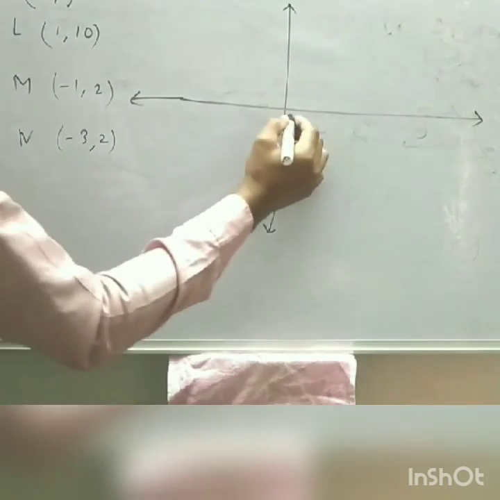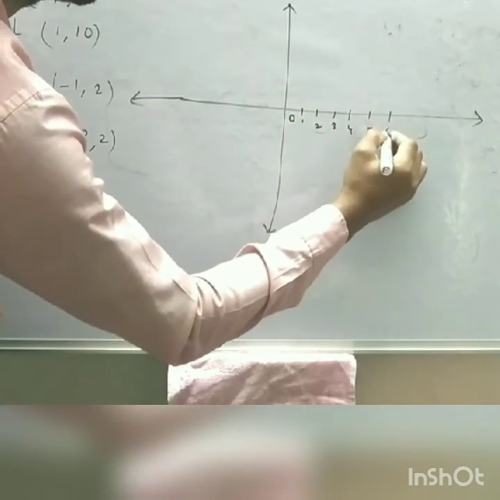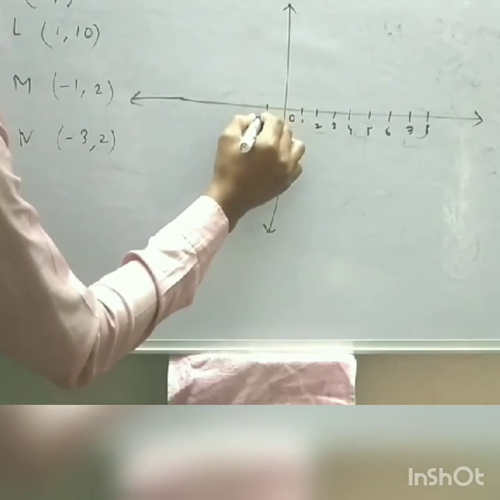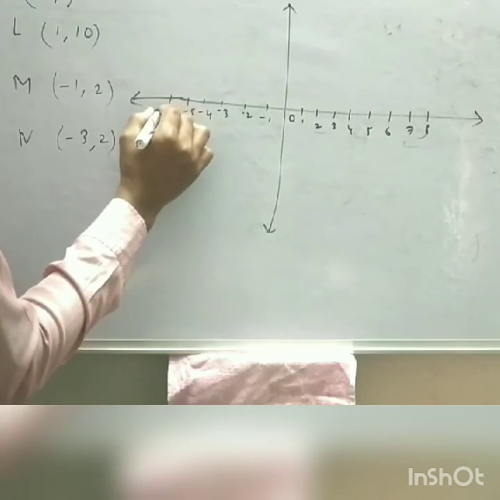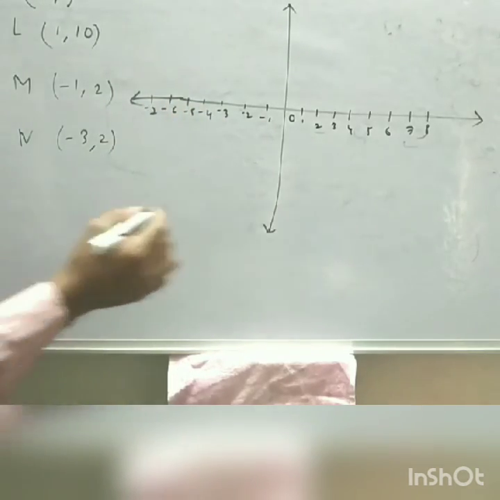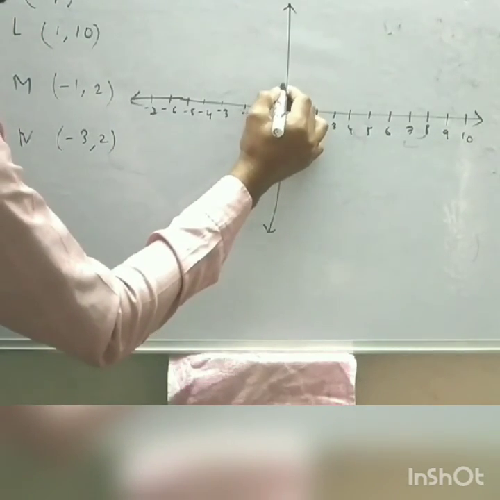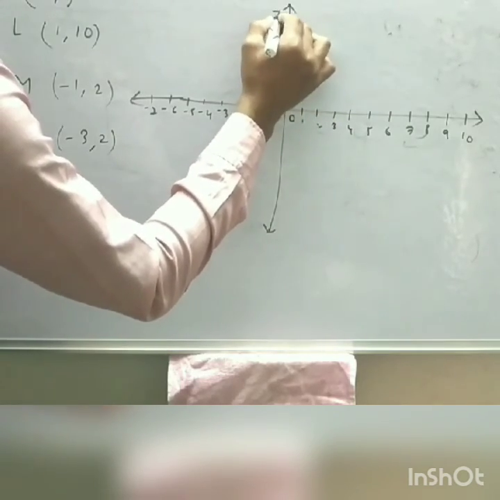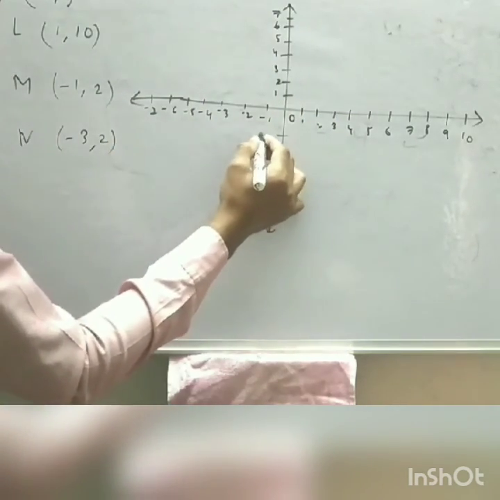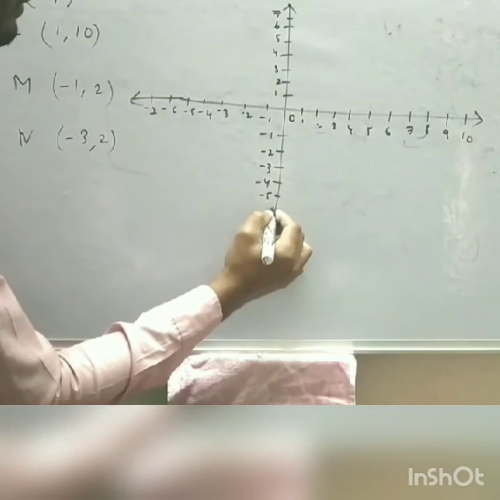Draw the Cartesian plane on your graph paper, then we'll try to plot these points. So it is the origin, 1, 2, 3, 4, 5, 6, 7, 8. Here it is negative 1, negative 2, negative 3, negative 4, negative 5, negative 6, negative 7. Here it is 9, here it is 10. Then here 1, 2, 3, 4, 5, 6, 7, and negative 1 to negative 6. Now we will put these points using the axes.